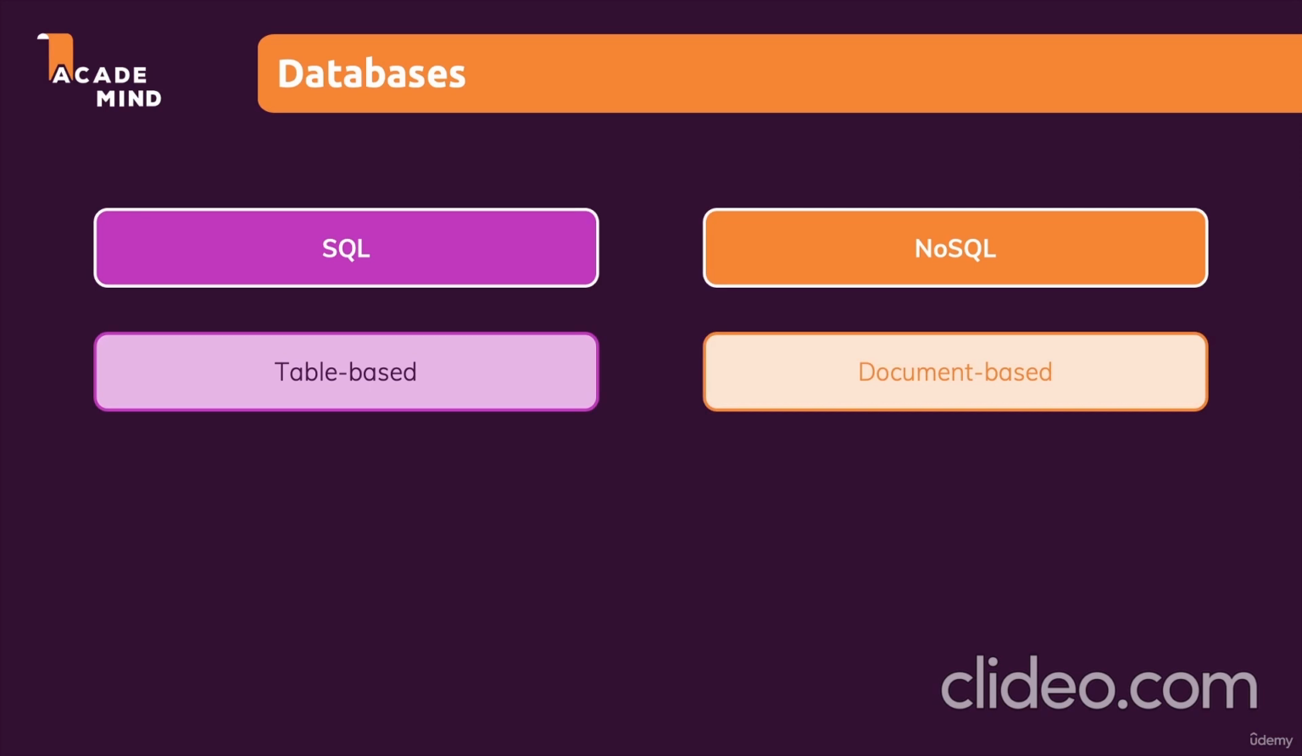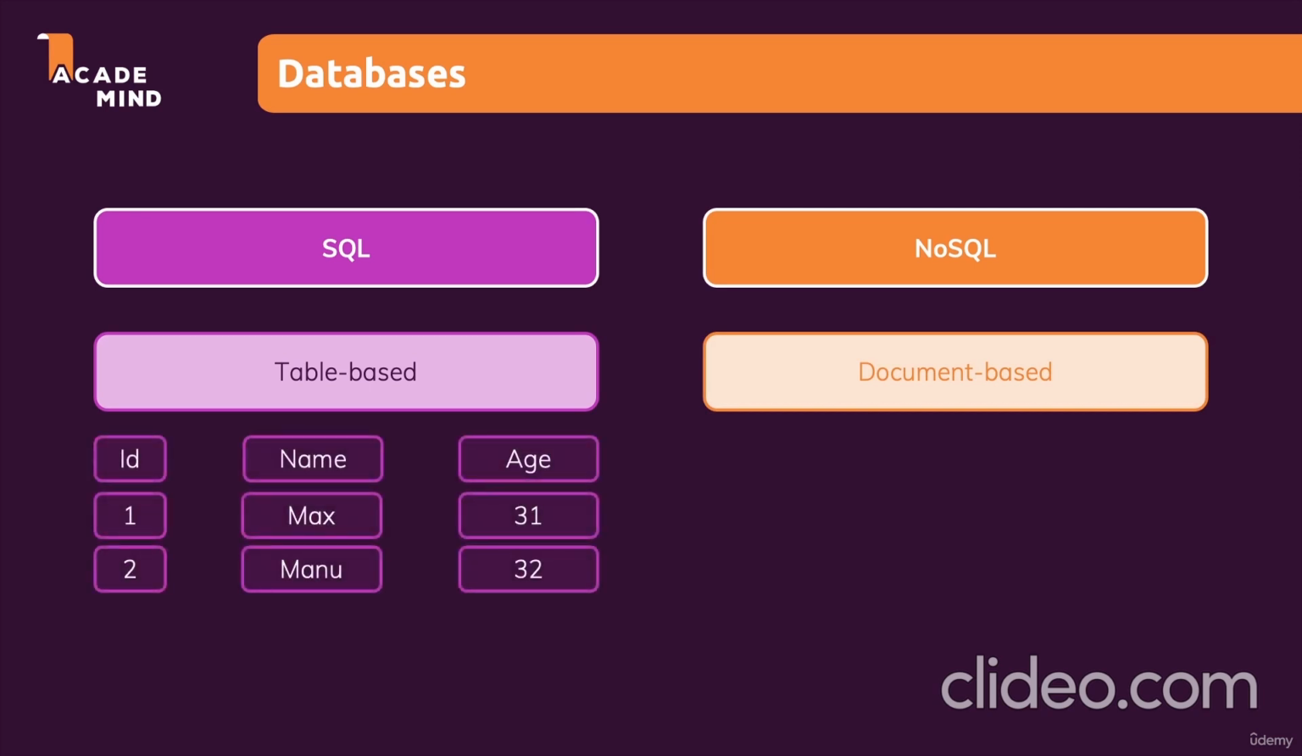In a SQL database, data would be stored like this. We have a table with 3 columns, for example. The column names are ID, name, and age. And then data entries are stored as rows in those tables. So the first entry would have an ID of 1, a name of Max, and an age of 31. The second entry here would have an ID of 2, a name of Manu, and an age of 32.